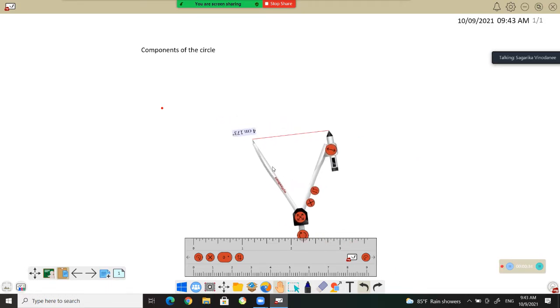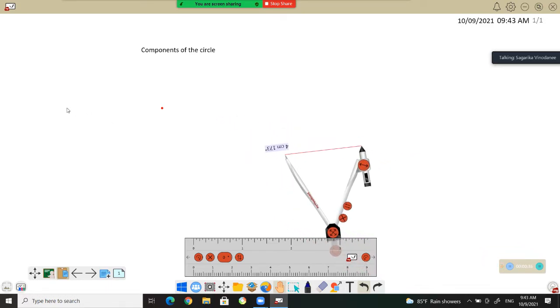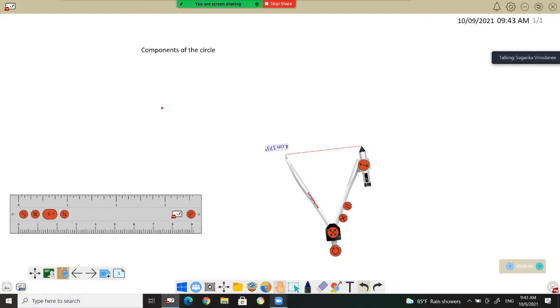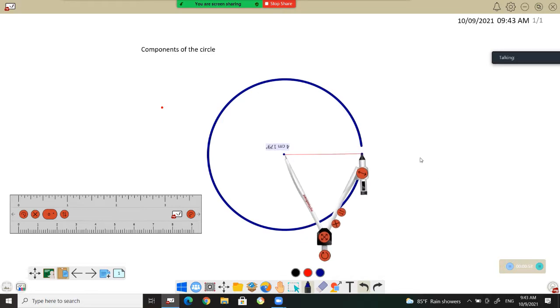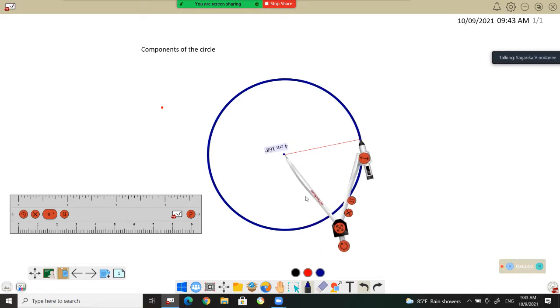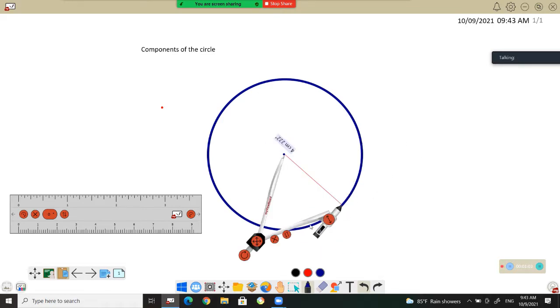You know how to draw the circle now, right? So first, what to do? You want to draw the circle by placing the needle on one point. I use it here, and I want to draw by taking any length to the compass, right? Listen first. This is the circle. Now listen, be careful, right?